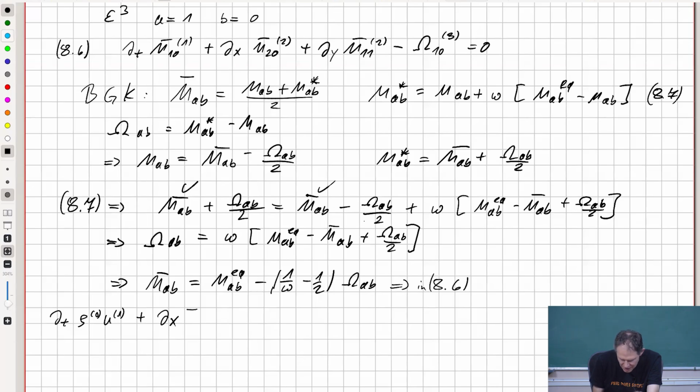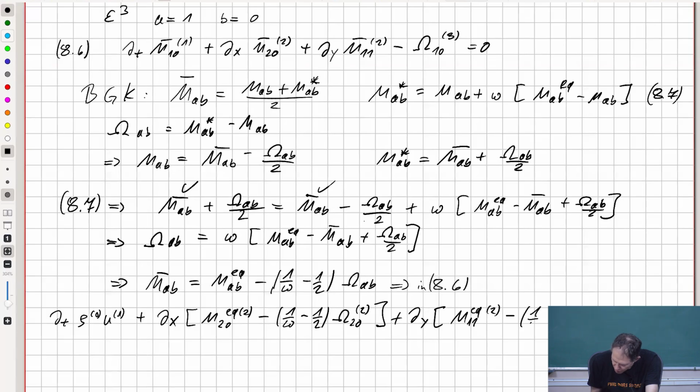Then comes dx. So we get m20 equilibrium to the second order, minus 1 over omega minus 1/2 omega 20, also to the second order, plus dy m11 equilibrium to the second order, minus 1 over omega minus 1/2 omega 11, also to second order, and there's a remainder that is the omega 13 to third order, and all of this together is 0.